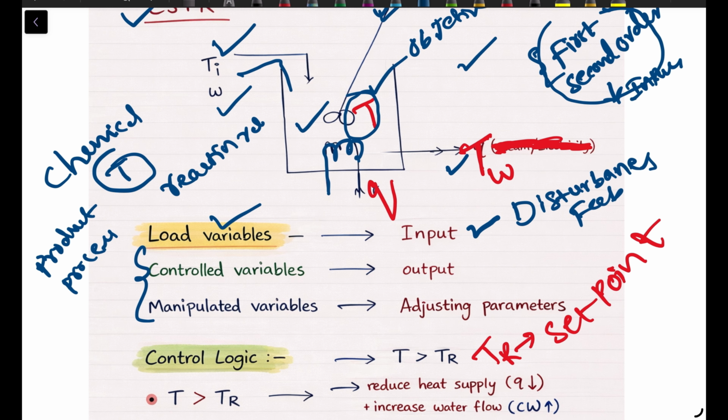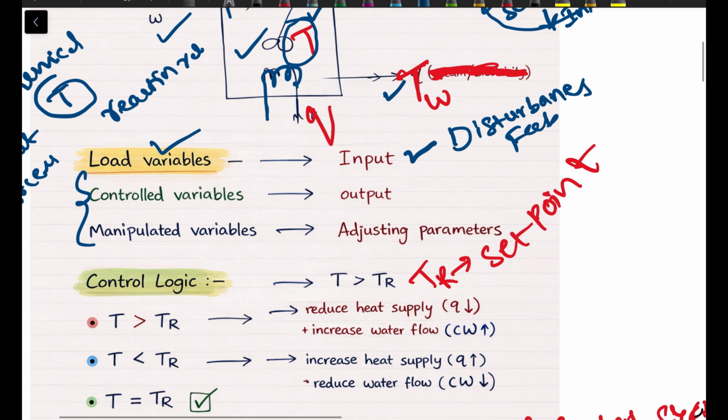Then the second one is the controlled variable. This is the variable that we want to maintain at the desired value. In our case, the controlled variable is the reactor temperature. Okay, so our goal is to keep this temperature at the required operating conditions. So this is very, very important. That's what our objective is. Then the third one is the manipulated variable.